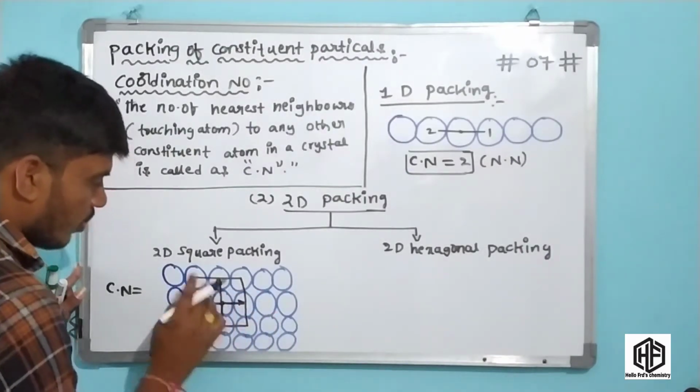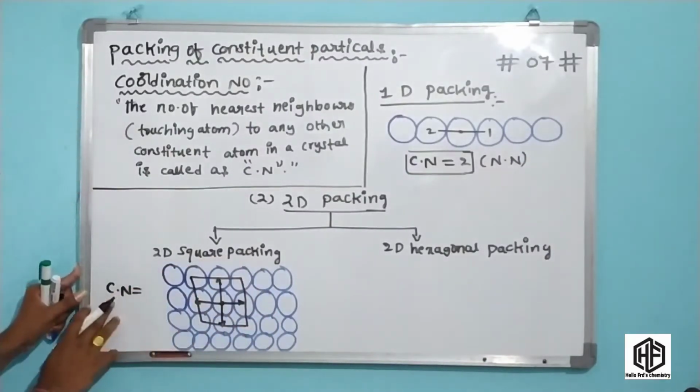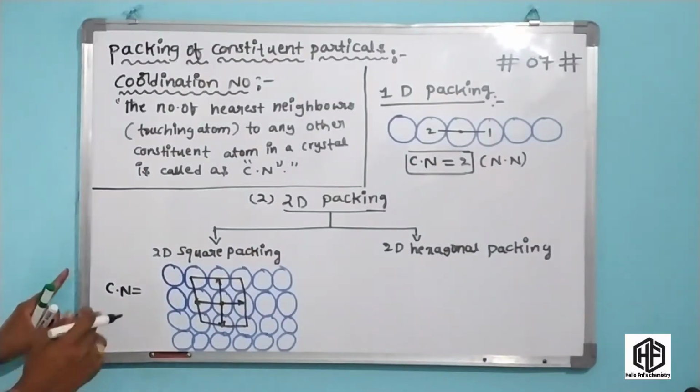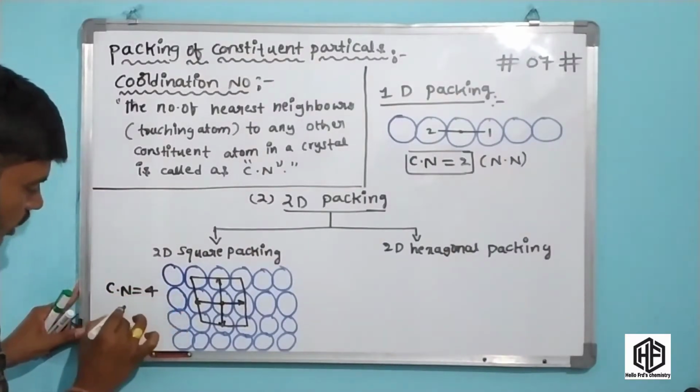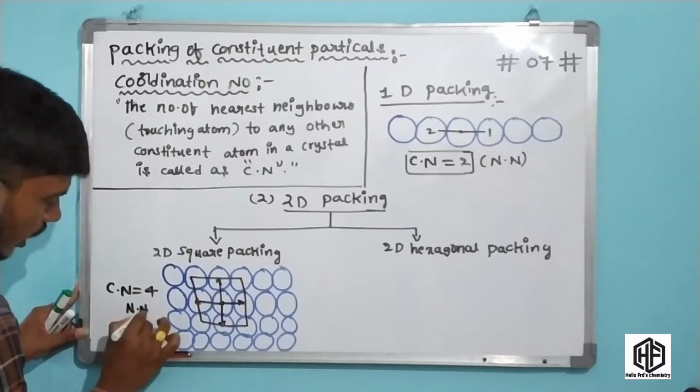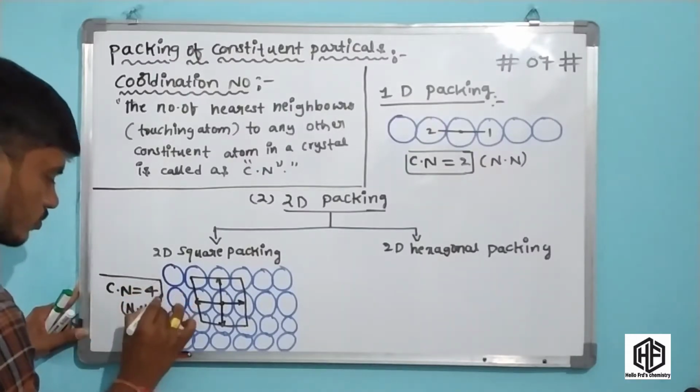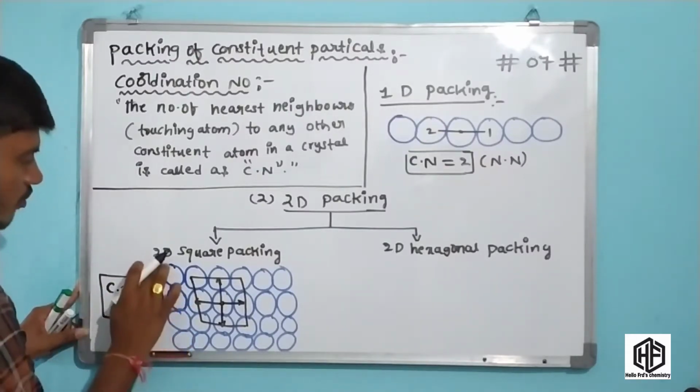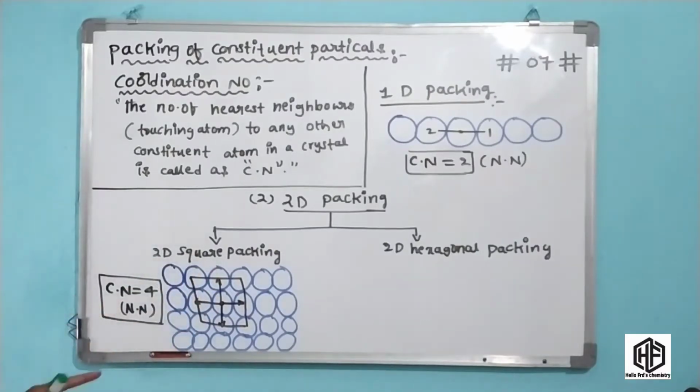Okay friends, this is the two-dimensional square packing. Now we have to find the coordination number of two-dimensional square packing, which is 4. These are called the nearest neighbors. The coordination number of the two-dimensional square packing is 4.